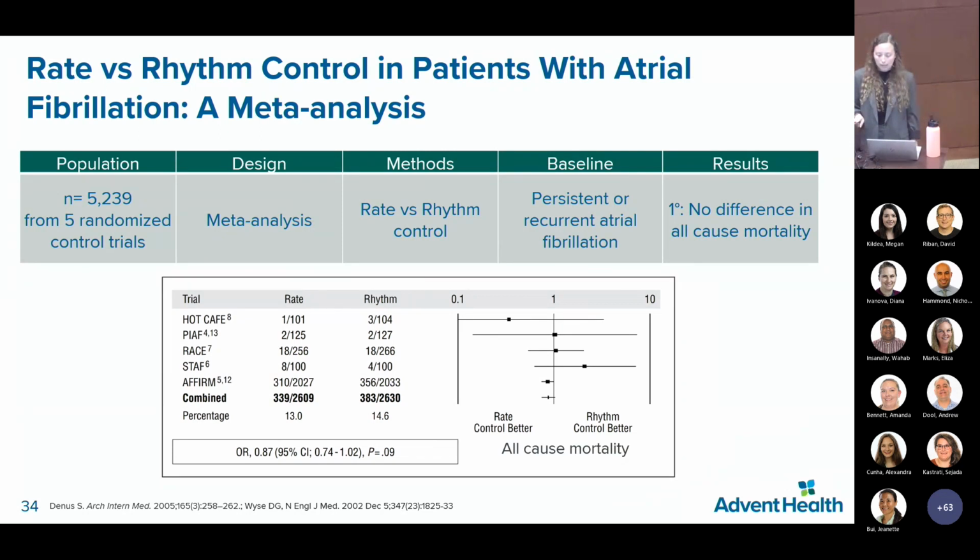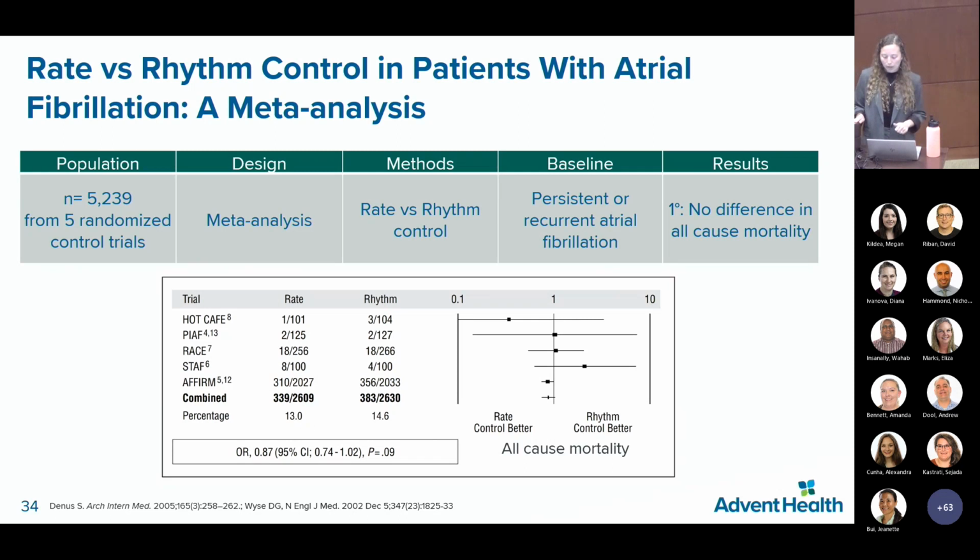This was a meta-analysis looking at 5 randomized controlled trials comparing rate versus rhythm control and their effect on all-cause mortality. Patients included had persistent or recurrent AFib, and the most common rate controlling agents used were beta blockers, calcium channel blockers, and digoxin. The most commonly used rhythm control agents were amiodarone, sotalol, and propafenone.